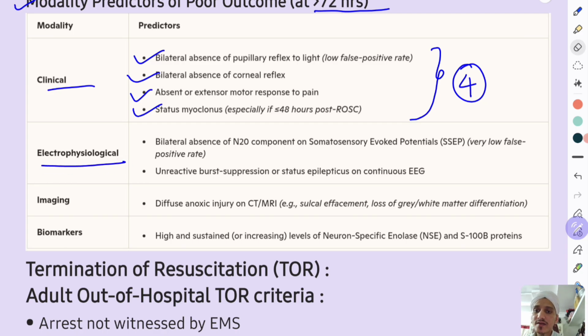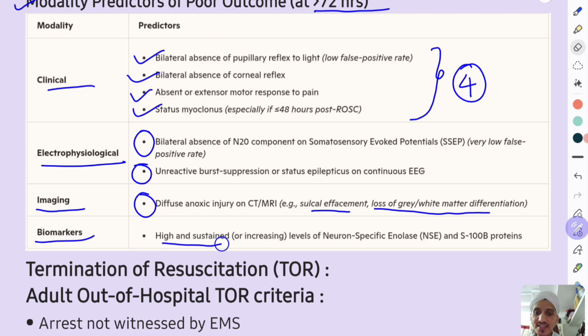Electrophysiological study: bilateral absence of N20 component on somatosensory evoked potential. Okay. Unreactive burst suppression or status epilepticus on a continuous EEG. So this in imaging: diffuse anoxic injury on CT, MRI, sulcal effacement, loss of gray white matter differentiation, all these things.